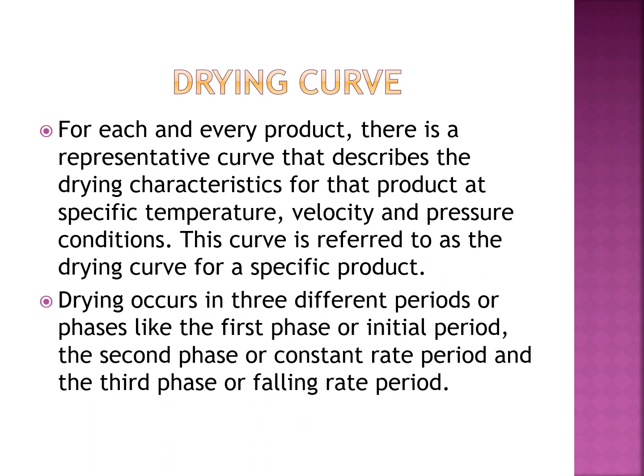Drying curve. For each and every product there is a representative curve which describes the drying characteristics of that product at specific temperature, velocity and pressure conditions. This curve is known as the drying curve for the specified product. Drying basically occurs in three periods or phases: the first or initial phase, the second phase which is known as the constant rate period, and the third phase which is known as the falling rate period, that we will discuss with the image in the further slide.